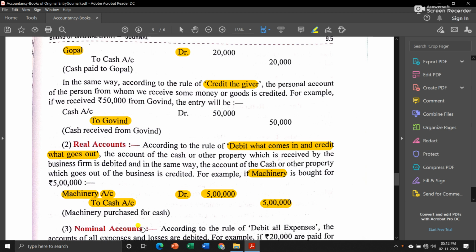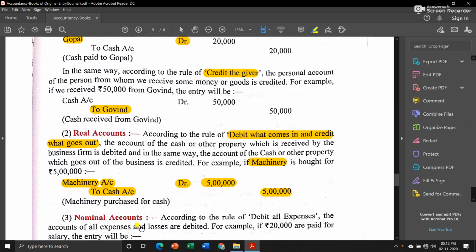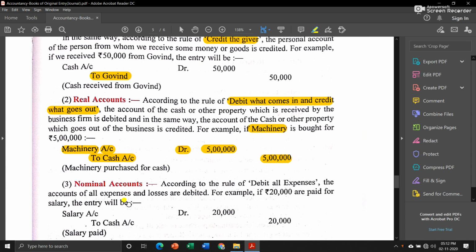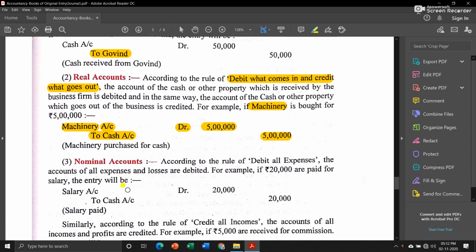Now I hope till here you have understood properly, and if not, then you can rewind the video and see again, because these are the basics of accountancy. These rules of personal account, real account and nominal account you have to remember all the time. Okay, then the last type of account is nominal account, and the nominal account's rule was debit all expenses and credit all incomes. Now first let us see the first part of this rule, debit all expenses.